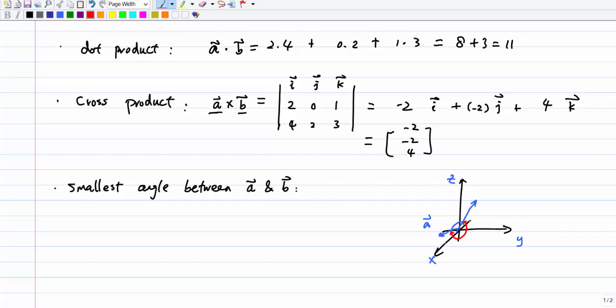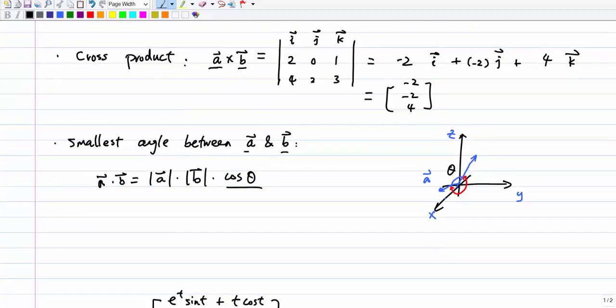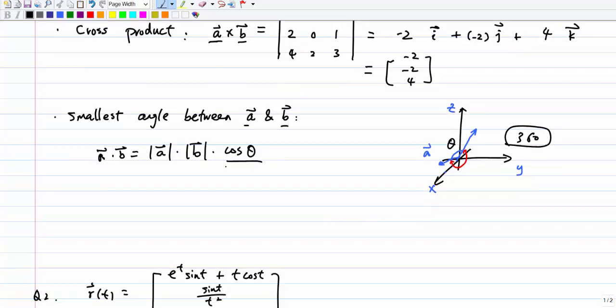So for the smallest angle, A dot B is the magnitude of A times the magnitude of B times cosine theta. This is the angle, the theta angle, and the theta here determines the angle. The sum of this blue and red angle will be 360 degrees, for example. So if this one is smaller, then it will be just theta, whatever theta you get from here. Otherwise, it will be 2 pi minus theta.